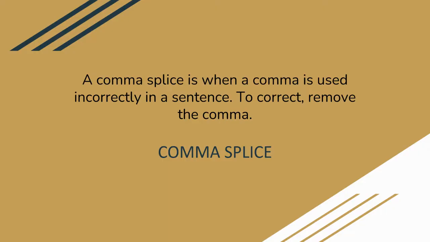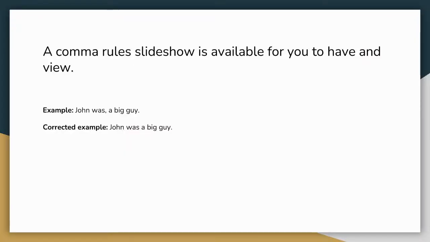Then we have comma splices. These are the big ones. A comma splice is when a comma is used incorrectly in a sentence. So to correct it, you're going to remove that comma. I do have a slideshow available for you on the portal to look at with all the comma rules and examples. I'm not going to do all the comma rules in this because it is extensive.